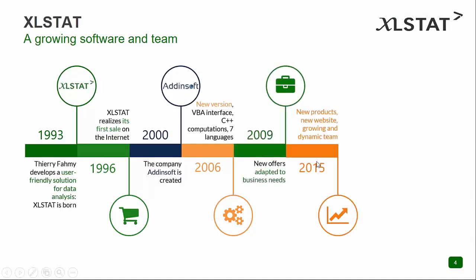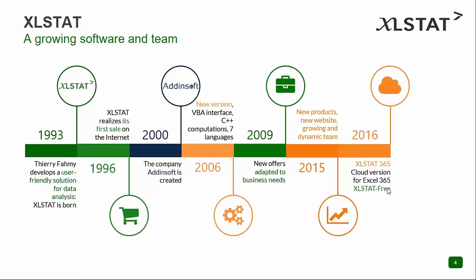Then in 2015, we generated new kinds of products which are field-oriented, and we had a growing and dynamic team. In 2016, we released two main modules, the XLSTAT version for Excel 365. It's a version that works online, which is a bit limited today, but that we are currently developing, as well as the XLSTAT free version, which is a limited version of XLSTAT. It contains, I think, 12 or 13 features, but you can use them without having any XLSTAT license.